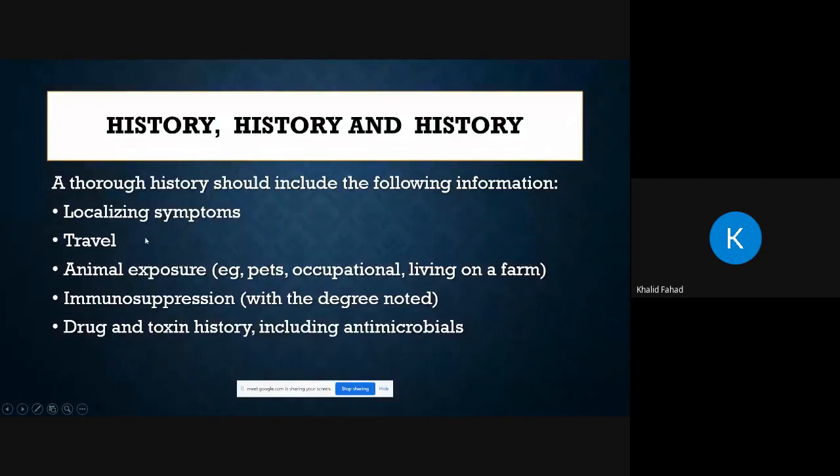Important is travel history, not only recent, but also remote, because some infections may take a long incubation period to manifest. For example, in malaria, even if the patient has a travel history, for example, 5 to 6 years ago, it may show infection recently. Animal exposure, whether sick animal or healthy animal, for example, pets, or occupational exposure to animals, or living on a farm, exposure to livestock, and whether the patient is immune compromised or not, which is very important, because an immune compromised patient has predilection to atypical infections. And for these atypical infections, the whole manifestation is fever.